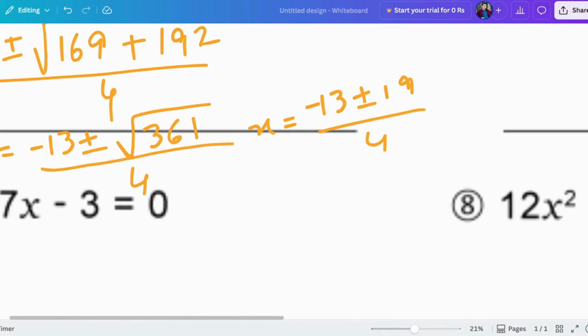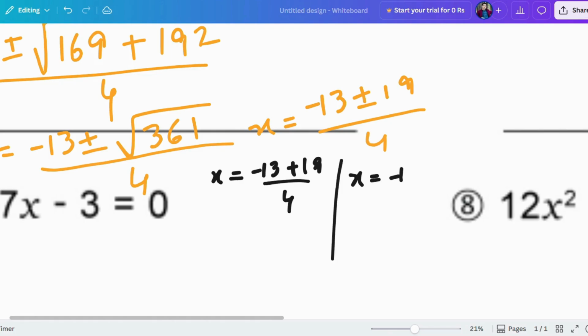So now in order to find the values of x one by one, one time I will put x equals minus 13 plus 19 over 4, and one time x equals minus 13 minus 19 over 4. I'm sorry, the space is less, so I'm trying to somehow complete it in between them. So now minus 13 plus 19, okay? Minus 13 plus 19 is equivalent to 6. 6 divided by 4 is 3 over 2.